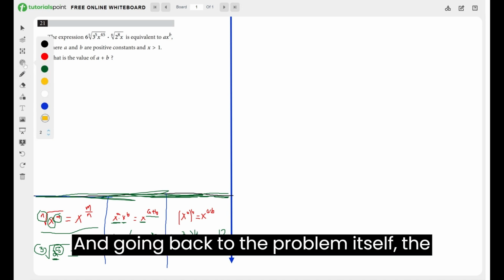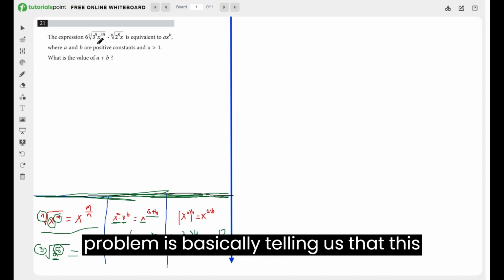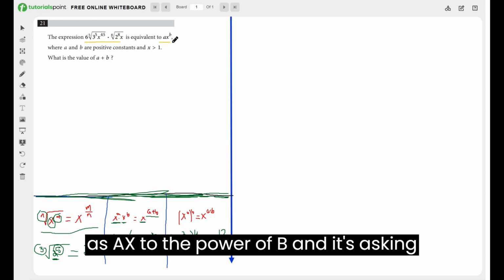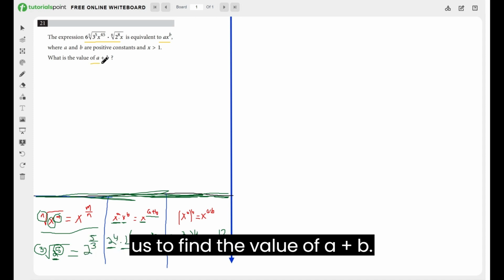And going back to the problem itself, the problem is basically telling us that this expression right here can be written as ax to the power of b, and it's asking us to find the value of a plus b.